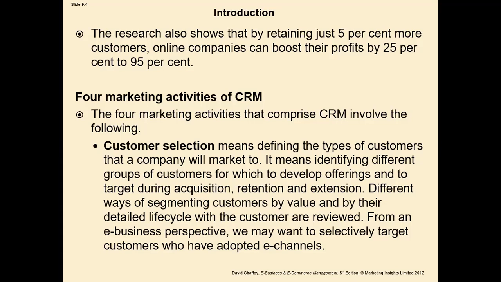So what they do therefore initially is they select a group of customers that they can most profitably serve, identifying a segment. Right? So this is where customer selection happens. Right? Different groups of customers that they can develop offerings and target. So then different ways of segmenting customers by value and by their detailed life cycle with the customer are viewed.